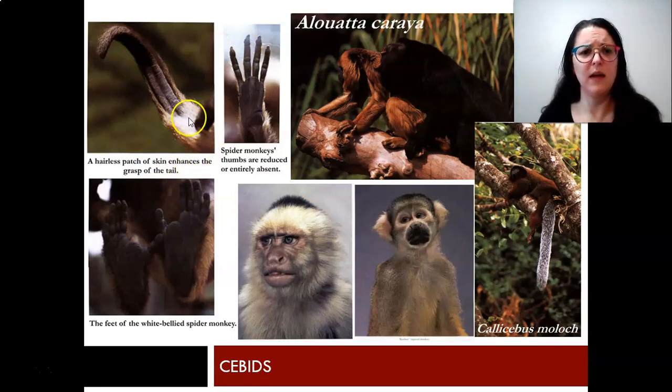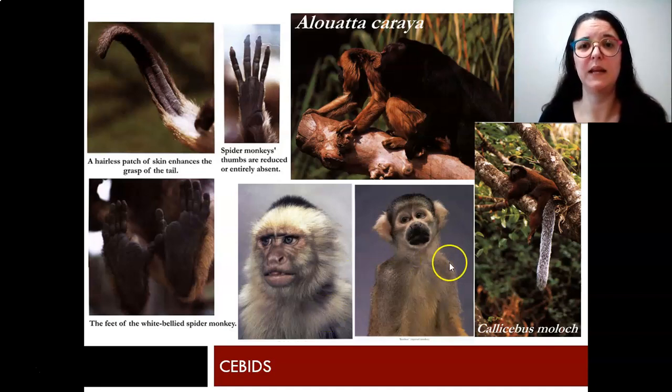And then here I'm just illustrating some of the characteristics of the cebids, right? So here's that hairless patch of skin, very fingertip-like, at the tip of the tail here. Another thing to note is that for some of them, their thumb is greatly reduced, and this is likely due to them being in an arboreal environment, but their feet have a lot of prehensile-ness that allows for this mobility here.